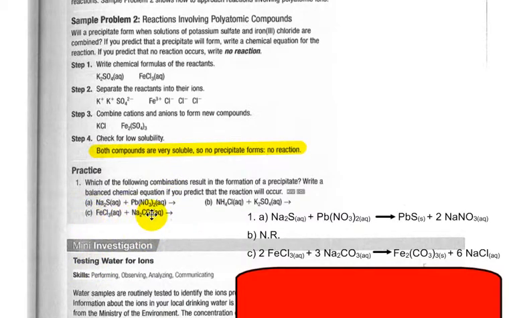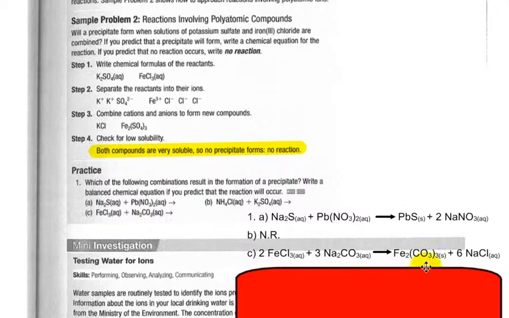Iron 3 and carbonate. Iron is 3+, carbonate's 2-, lowest common multiple is 6. So if each iron is worth 3, I need 2 of them to make 6 positives. If each carbonate is 2 negative, I need 3 of them to make -6. So Fe2(CO3)3, that's the formula.